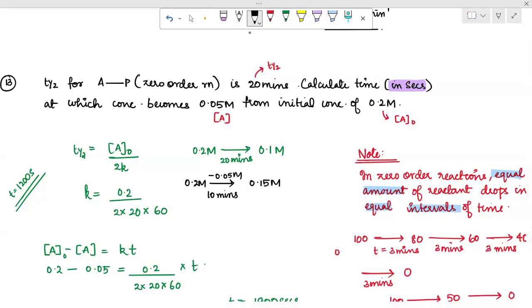Equal amounts in equal intervals of time. I took by 2 over here. Here also it will become by 2. That's all. So in 10 minutes, 0.05 is reduced.